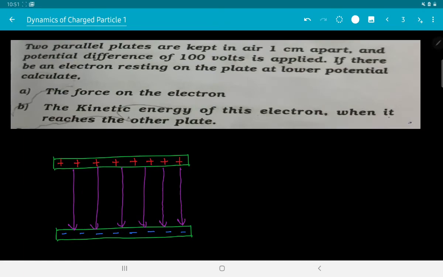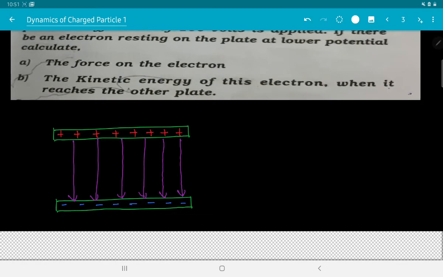Okay, let us solve an example based on this. We have two parallel plates which are kept at a distance of 1 centimeter. In between them, air is there, and a potential difference of 100 volts is applied. If there be an electron resting on the plate at the lower potential, calculate the force on the electron and the kinetic energy of this electron when it reaches the other plate.